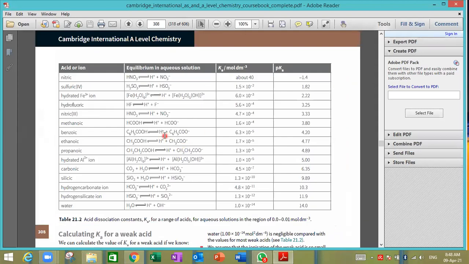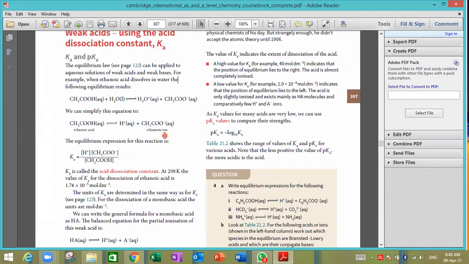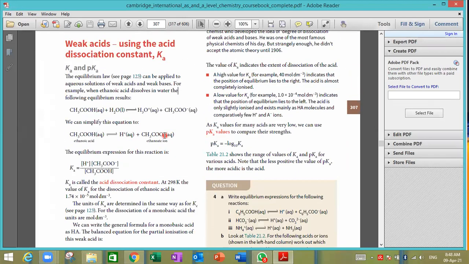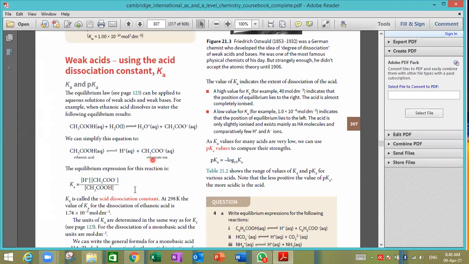Of course, here they are just giving you, before we solve the problems, they say that in this equilibrium, we have an acid dissociation constant, Ka. The higher the value of Ka, the stronger the acid, because Ka measures the concentration of the hydrogen ions times the concentration of the ethanoate ion, for example, if we are talking about ethanoic acid, divided by the concentration of ethanoic acid.